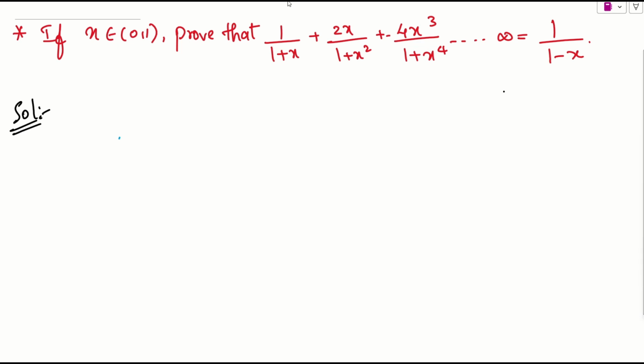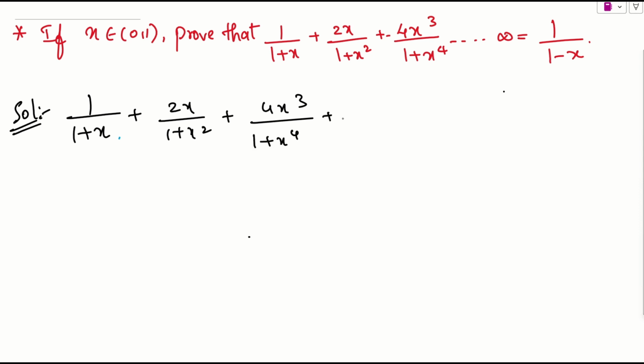See, if you look into the problem, what we have, they have given here. If you have x belongs to 0 to 1, they are asking us to prove that 1 by 1 plus x plus 2x by 1 plus x square plus 4x cubed by 1 plus x power of 4 plus so on times up to infinity. We need to show that this is nothing but 1 by 1 minus x, right?